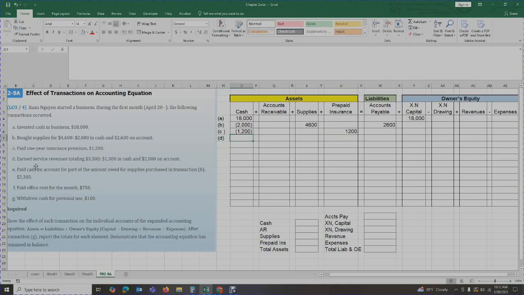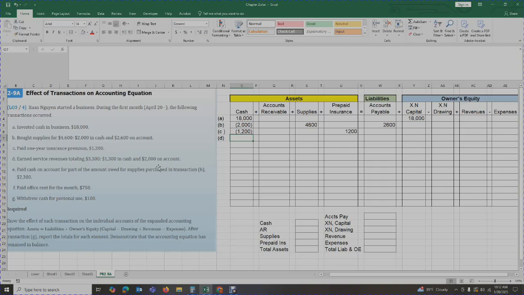Letter D. You earned service revenue totaling to $3,300. $1,300 is paid in cash and $2,000 on account. So you went out there and you provided a service and you charged $3,300 for your service. Okay. The customer said, you know what? Let me give you $1,300 in cash right now. That's all I've got. The $2,000 I'll pay you next week. Okay. We have to record the transaction because you've already provided the service.